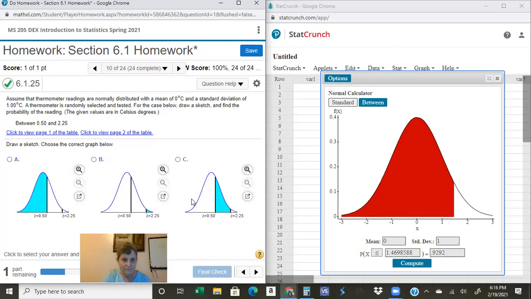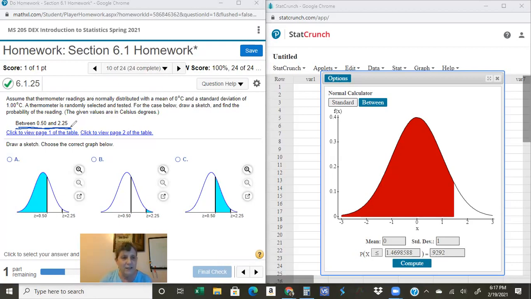This problem says, assume the thermometer readings are normally distributed with a mean of 0 degrees Celsius and a standard deviation of 1 degree Celsius. A thermometer is randomly selected and tested. For the case below, draw a sketch and find the probability of the reading between 0.5 and 2.25.